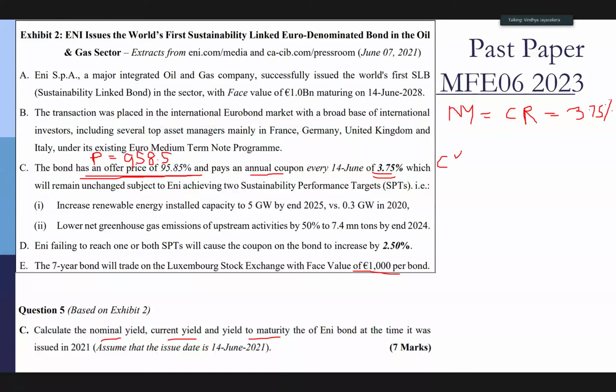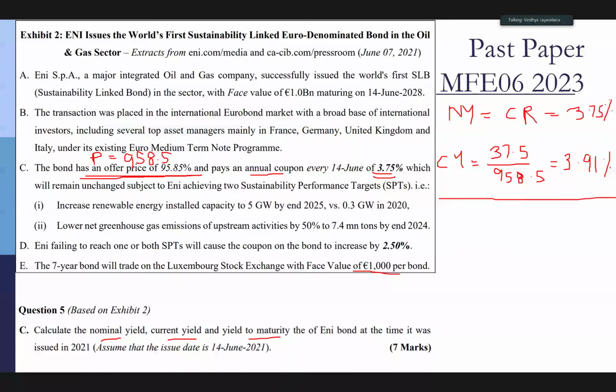Current yield, that's correct, 28.59, right? Current yield is coupon of 37.5 divided by price of 958.5. It comes to 3.91, right? 3.91%. So that's your nominal yield and current yield.